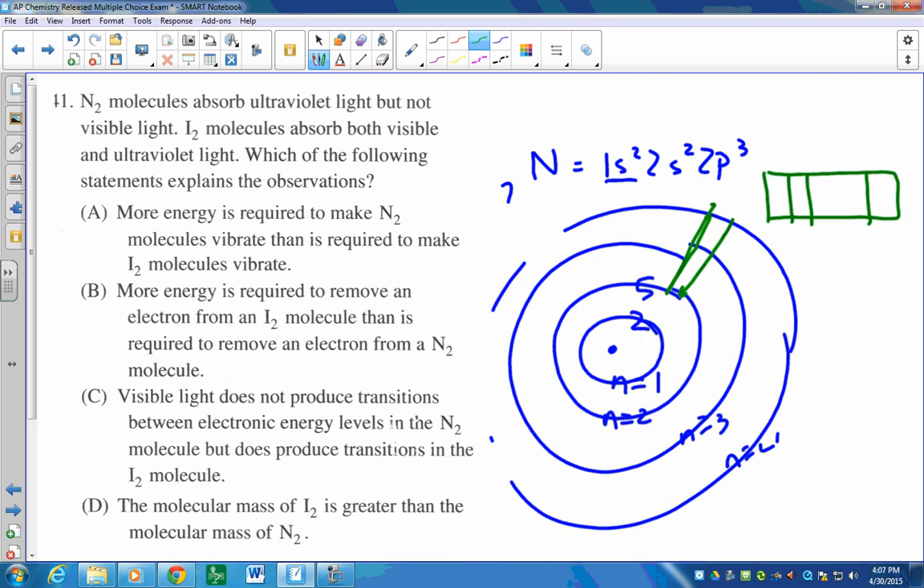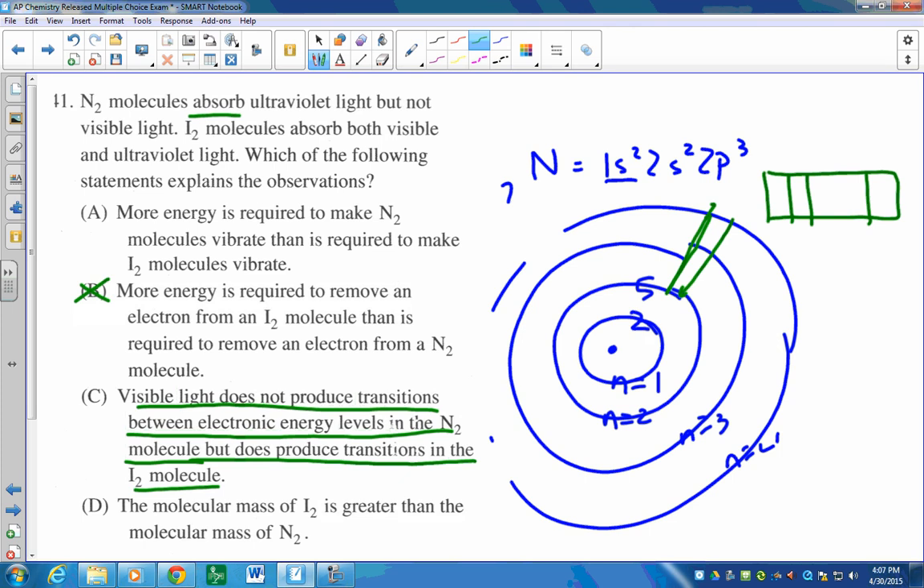And the only answer that makes sense, because it's absorbing energy, is that it's absorbing energy to make the electrons jump up. Visible light does not produce transitions between electronic energy levels in the N2 molecule, but does produce transitions in the I2 molecules. Basically, we're not removing an electron from an atom. It's just absorbing energy, and the absorbed energy is making the electrons jump up.